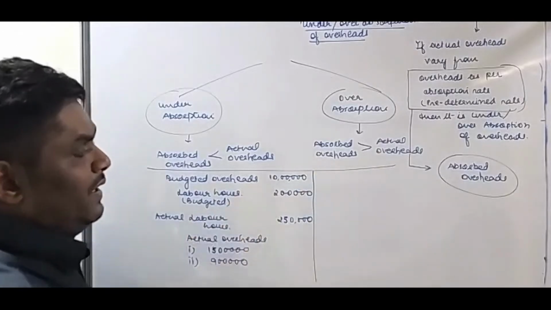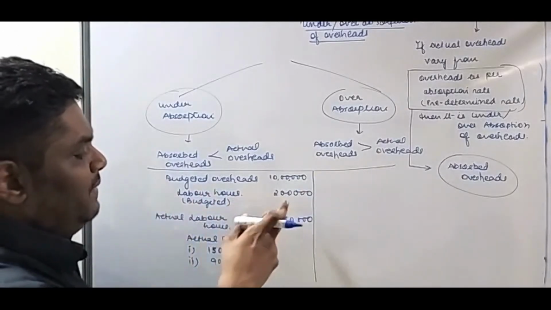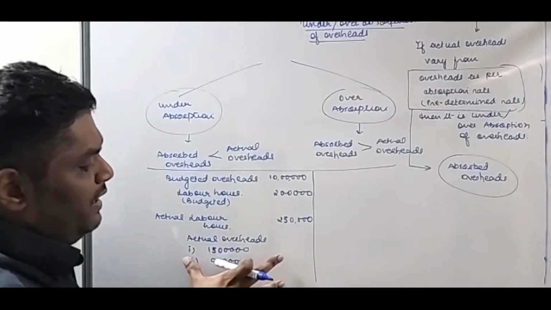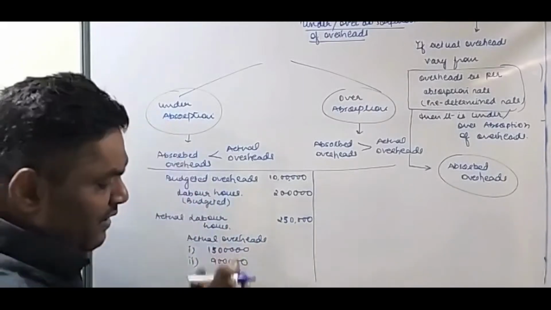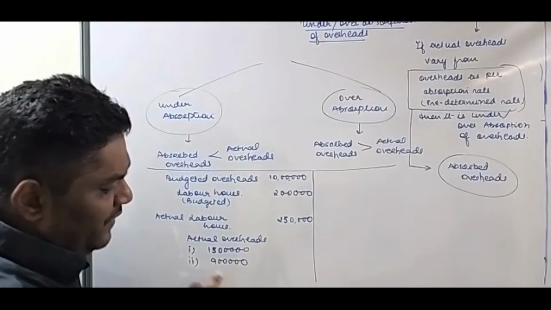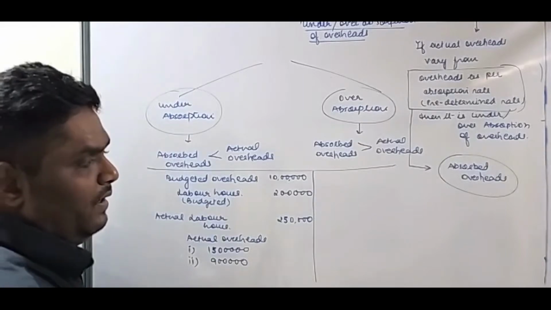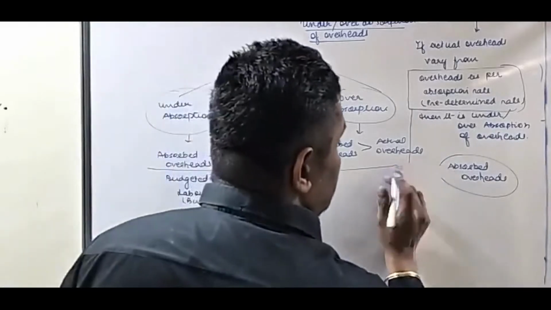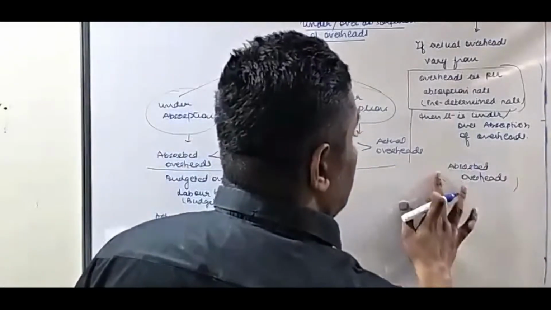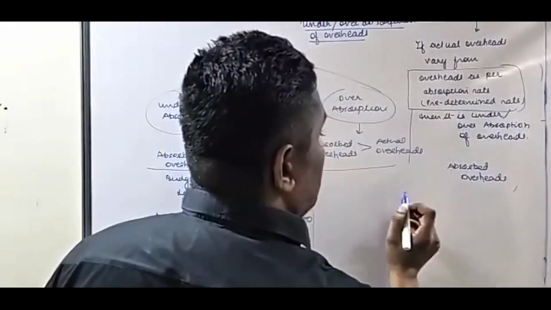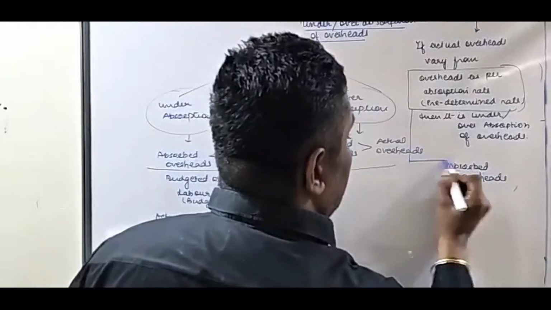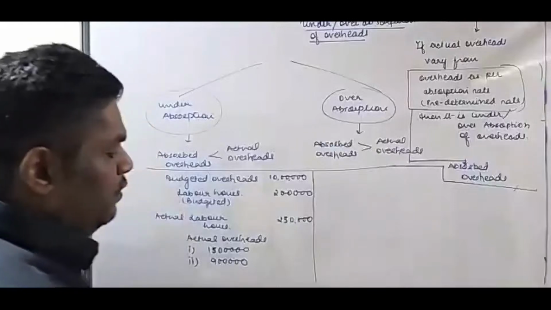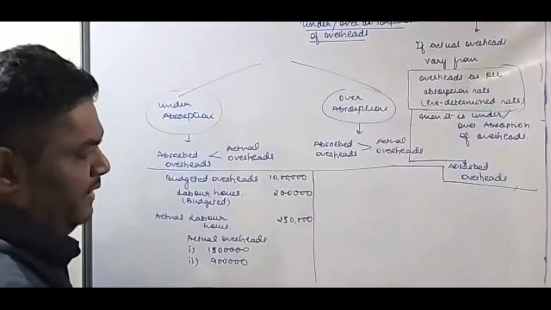So my budgeted overheads are 10 lakh. My budgeted labor hours are 2 lakh. My actual labor hours are 2 lakh 50,000. And we have given two situations wherein the actual overheads are 15 lakh and the actual overheads are 9 lakh. Now you have to calculate under or over absorption of overheads.